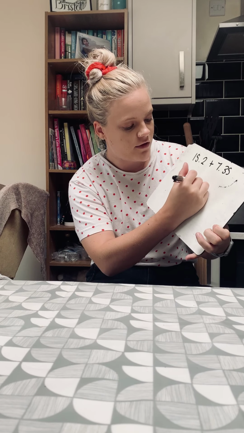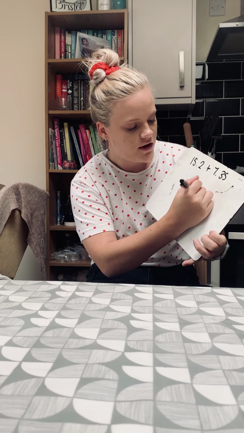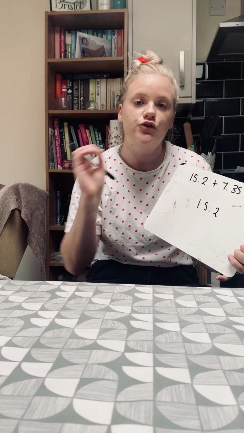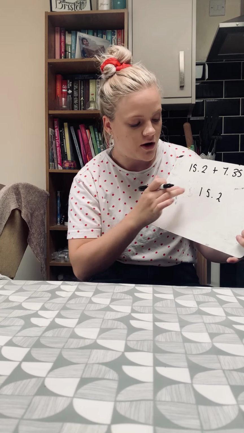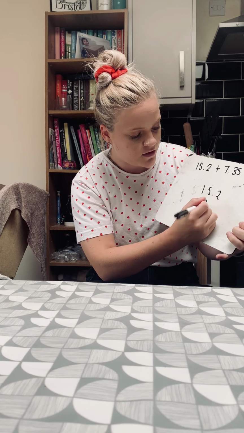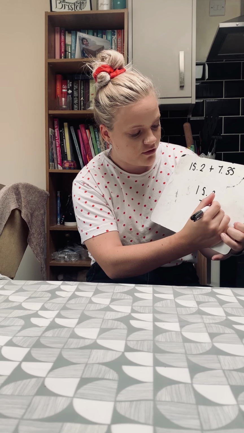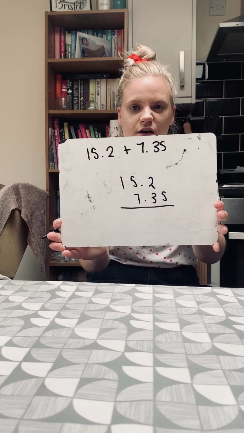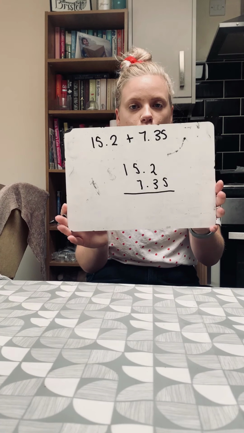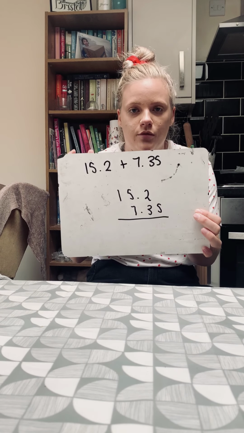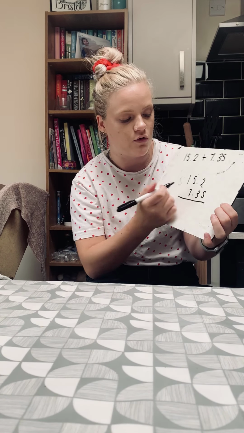In this number, I have got 1 ten, 5 ones, and 2 tenths. Now, in this number, I have no tens, so my tens column is going to be empty. I have 7 ones, 3 tenths, and 5 hundredths. Now, you might look at that and think, well, that looks wonky, you've lined it up wrong. But I have not. I've made sure that my place value is all in the right columns, okay? And that's the biggest thing that you need to be aware of.